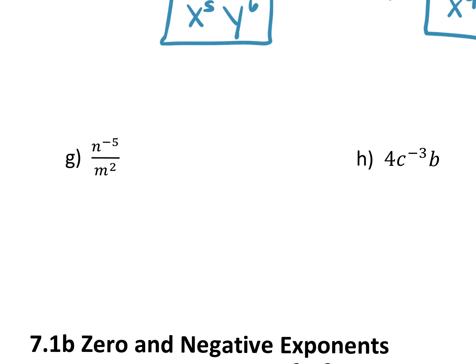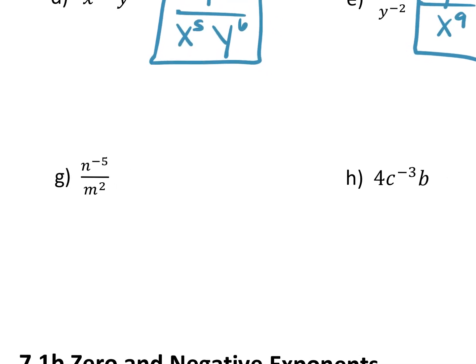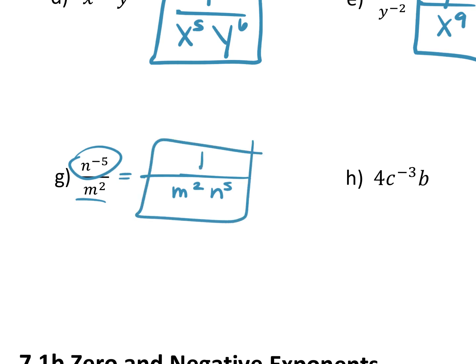Okay, G. What needs to move? Wait, what do you do if one of them is positive? If it's positive, it just stays where it is. So like this bottom one is positive, right? That has to stay as a denominator. M squared. Okay? What happens with n to the negative fifth? Move it down. Okay? N to the positive fifth. What's on top? If there's nothing up there, it's a 1 that you put on top. Okay? A negative exponent cannot stay. You make it positive by moving it from a numerator to a denominator or a denominator to a numerator.